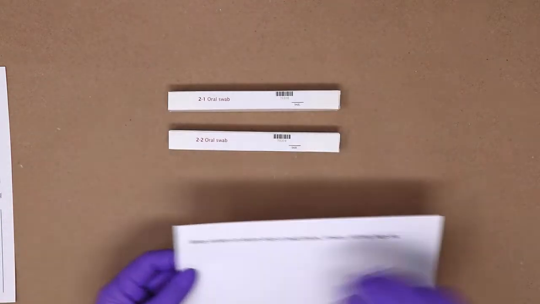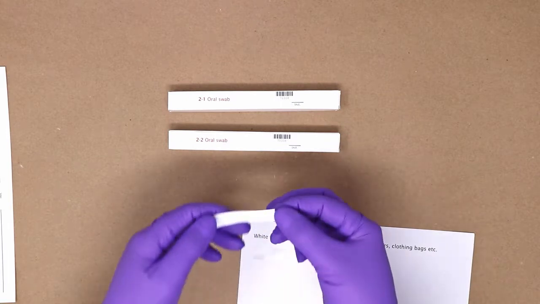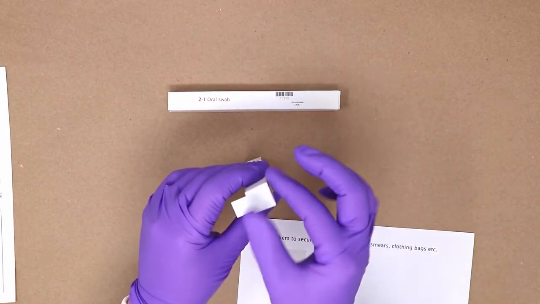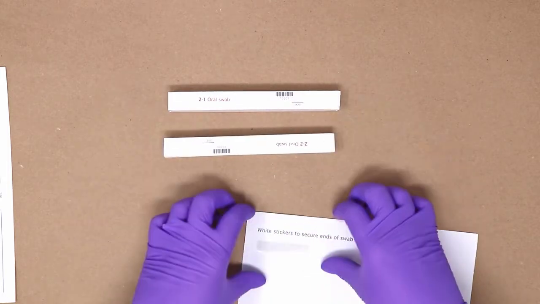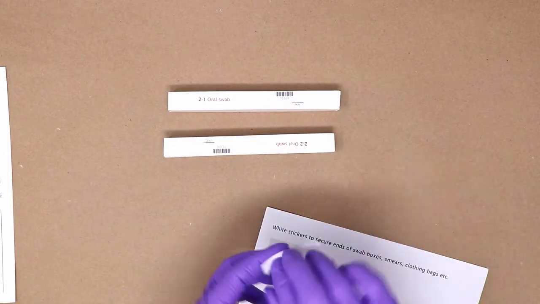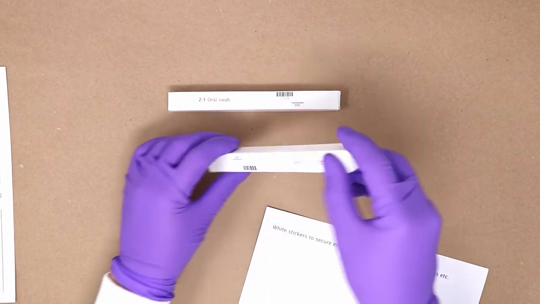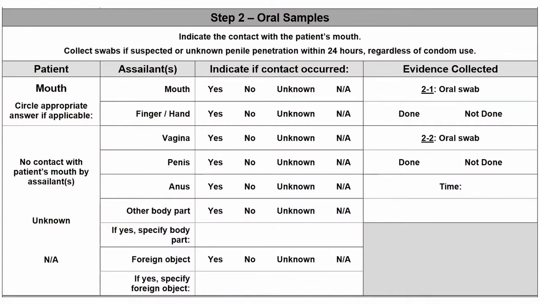The ends of the swab boxes can be sealed using white stickers that have been provided. These stickers should be placed over each of the ends to ensure they are secure. The paperwork can then be completed for this section.